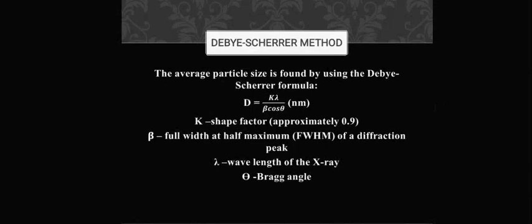Particle size is usually measured using the Debye-Scherrer method, and the Debye-Scherrer formula is D is equal to K lambda by beta cos theta, where K is the shape factor, which is approximately 0.9 for most materials. Beta is the full width at half maximum, which is FWHM, of a diffraction peak. Lambda is the wavelength of the X-ray, and theta is the Bragg angle.